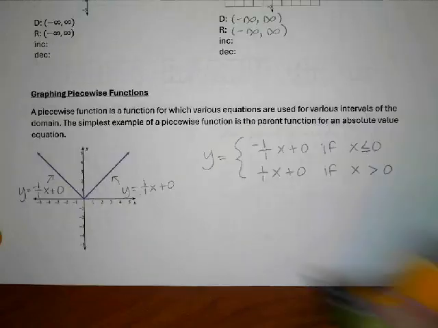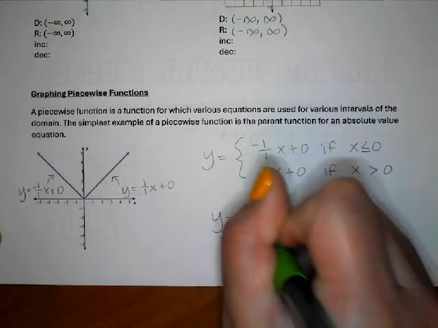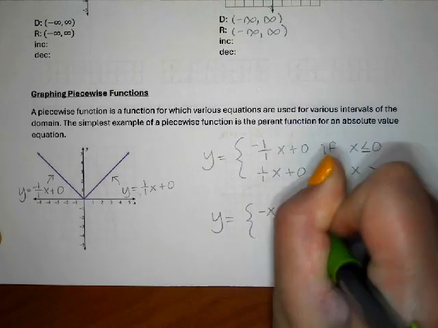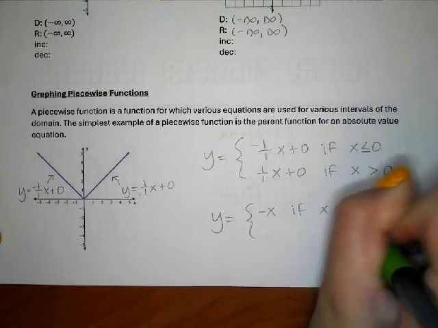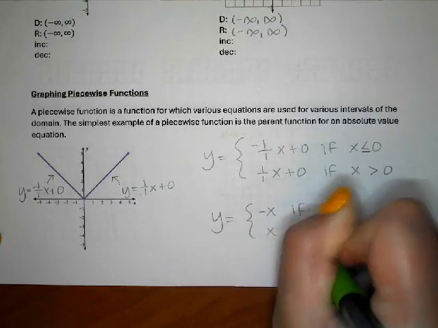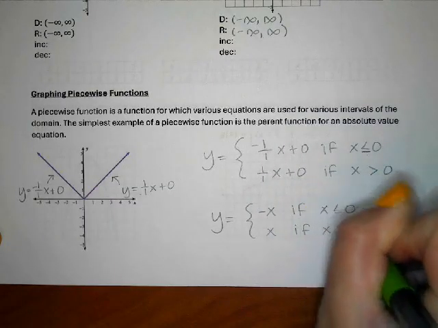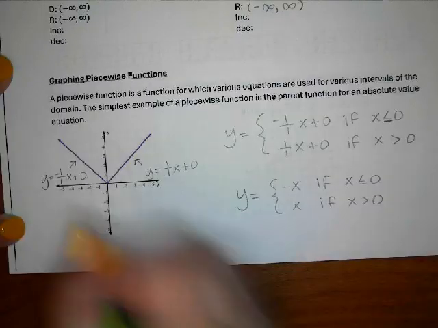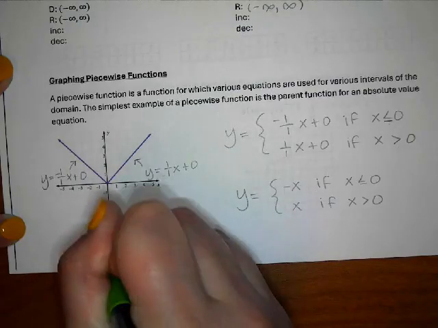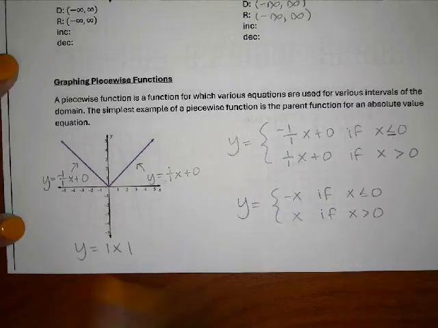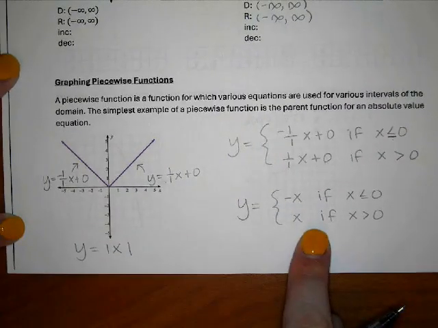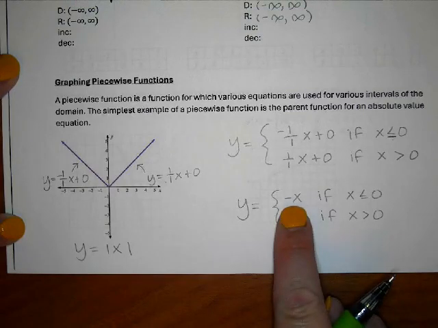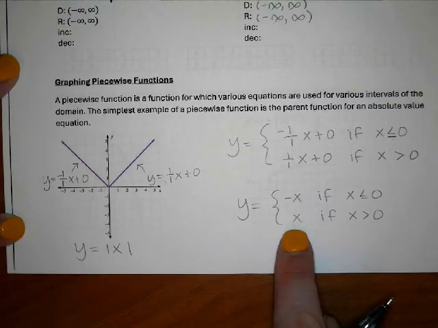So to write an absolute value equation, you would write negative x if x is less than or equal to 0, positive x if x is greater than 0. So to graph an absolute value equation, you can graph y equals the absolute value of x, or you can graph an equivalent piecewise equation using a straight line on the left half, a straight line on the right half. And that's how piecewise functions work.